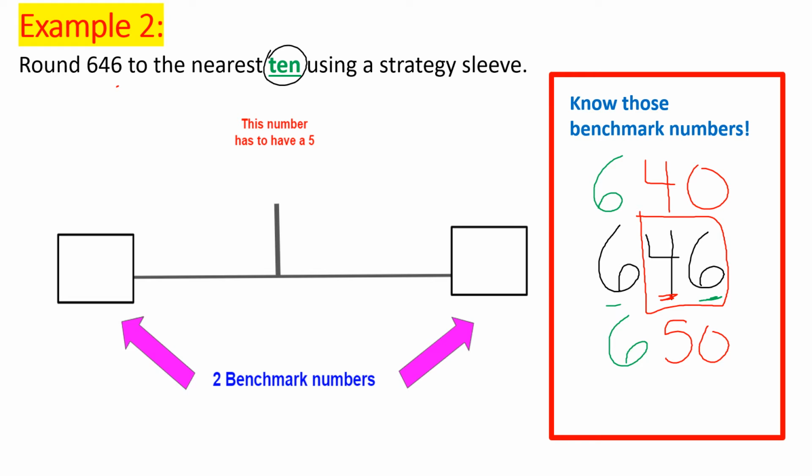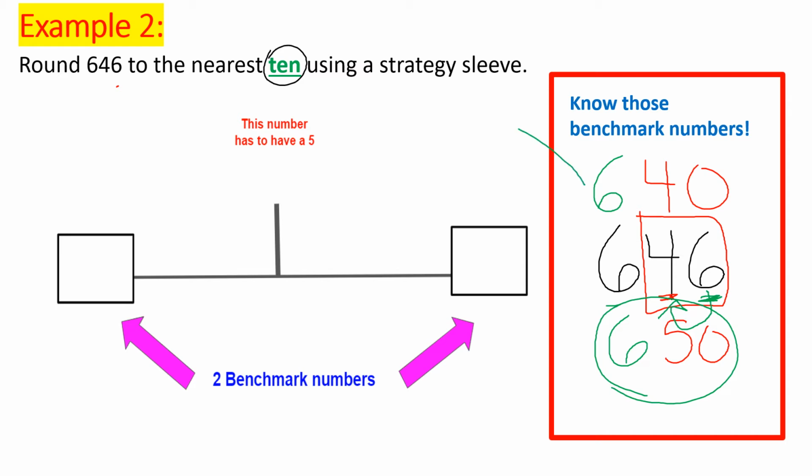Is it going to bump it to 5 tens or keep it at 4 tens? If I've got a 6 right here, that means my magic number is 5, so it's 5 or greater, and it's going to bump up. So this says, hey, bump right up, which means that I'm going to be closer to 650. Watch it on my strategy sleeve.